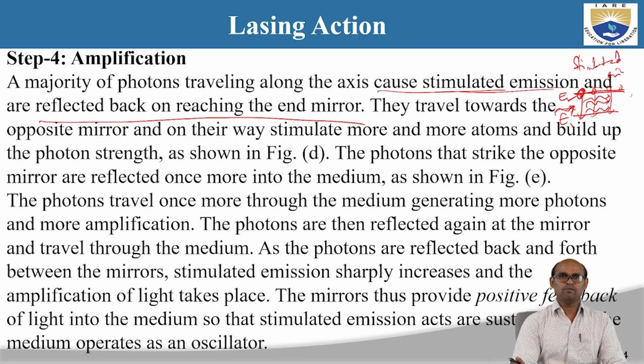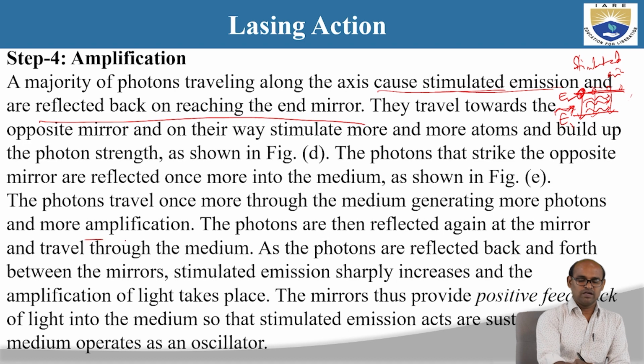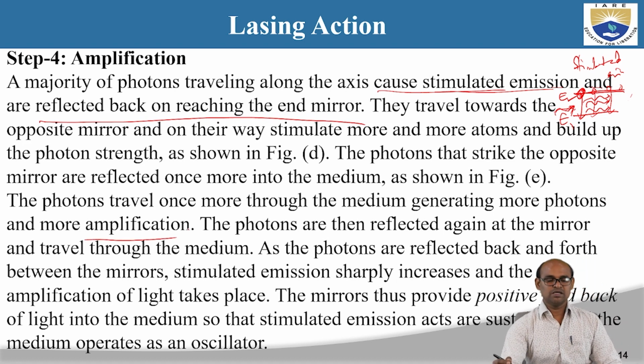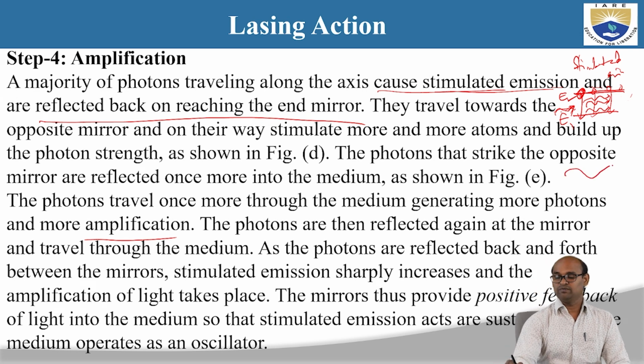Where did this amplification come from? How did we get this amplification? Whenever there is a spontaneous emission, because of the presence of the mirrors, those photons come back as input photons. These input photons are used to trigger the atoms to undergo stimulated emission. That is why in stimulated emission, the coherent photons are emitted.